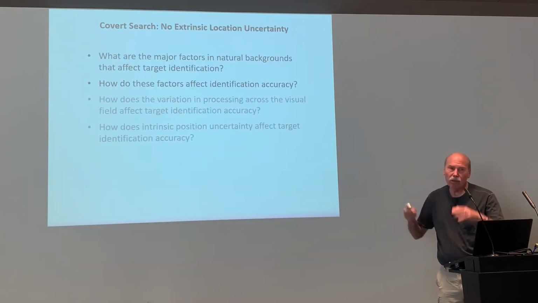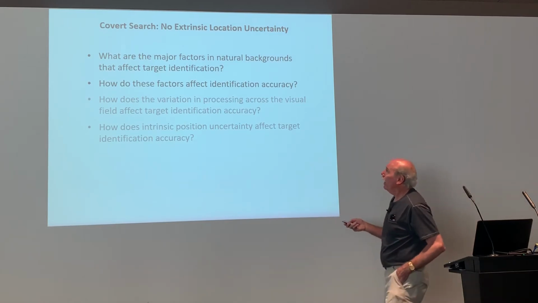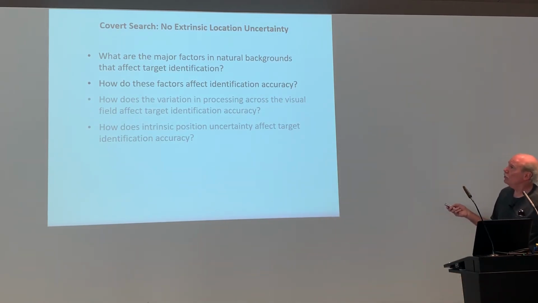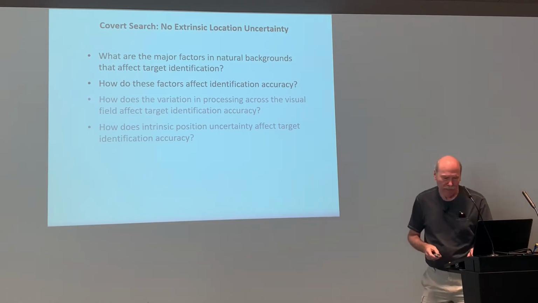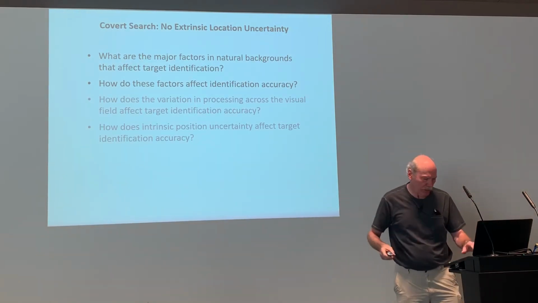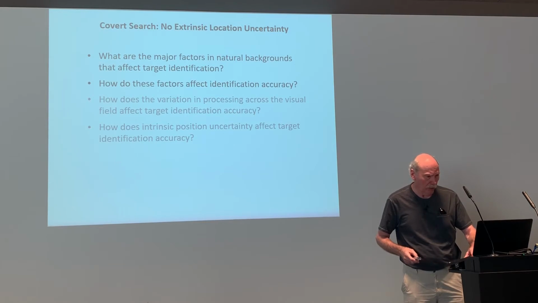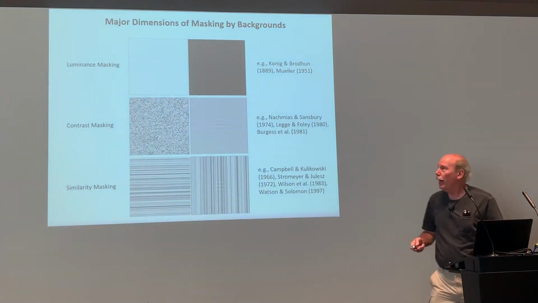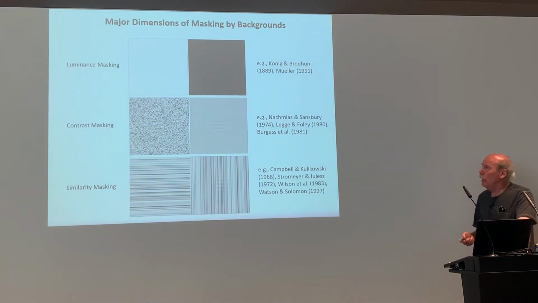Okay, so now let's return and talk about our two questions. Start talking about covert search with no extrinsic uncertainty. And so what are the major factors and how do they affect accuracy? Well, these have been studied forever and ever. You heard some of it earlier from Felix and others. And here's just a little demo. There's been a lot of the whole history of psychophysics looking at these things.